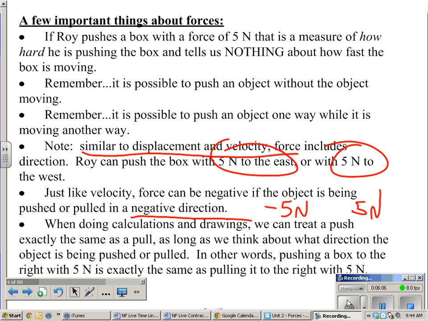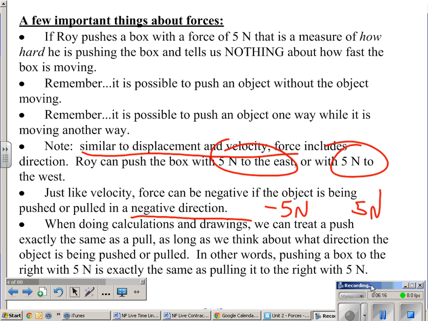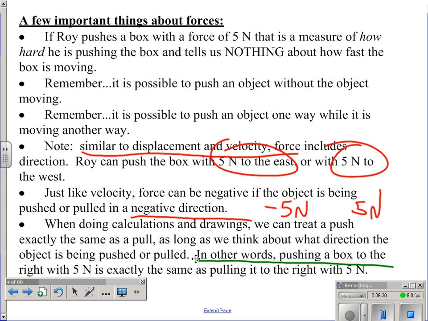Let's see, when doing calculations and drawings, we can treat a push exactly the same as a pull, as long as we think about what direction the object is being pushed or pulled in. In other words, here's the important part down here. In other words, pushing a box to the right with a force of 5 newtons is exactly the same as pulling it to the right with 5 newtons.